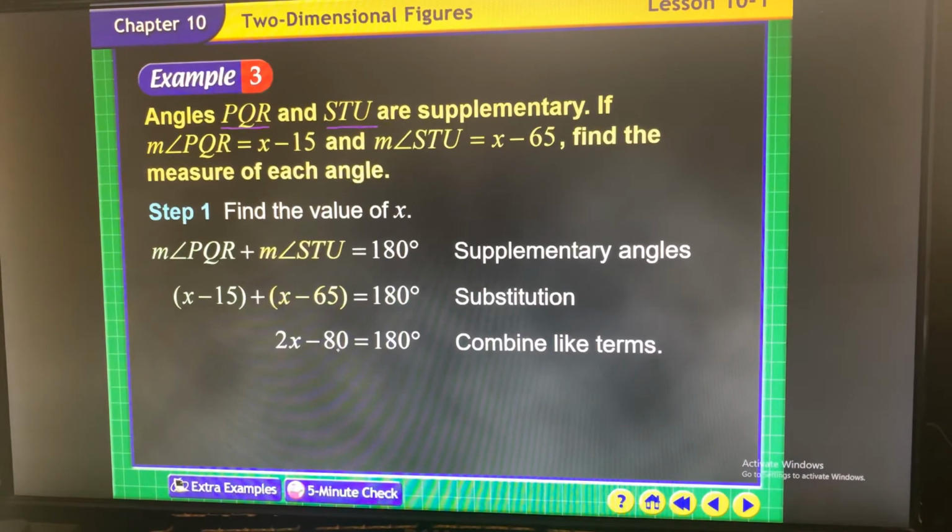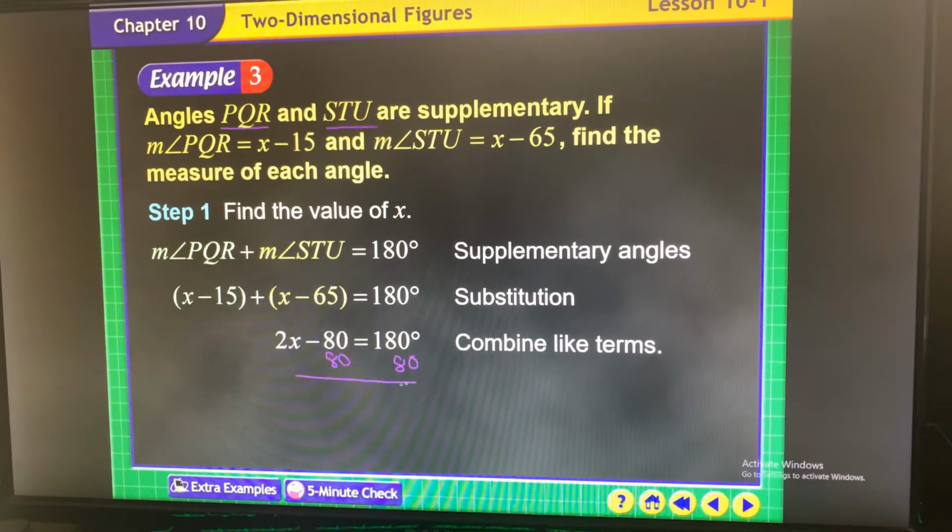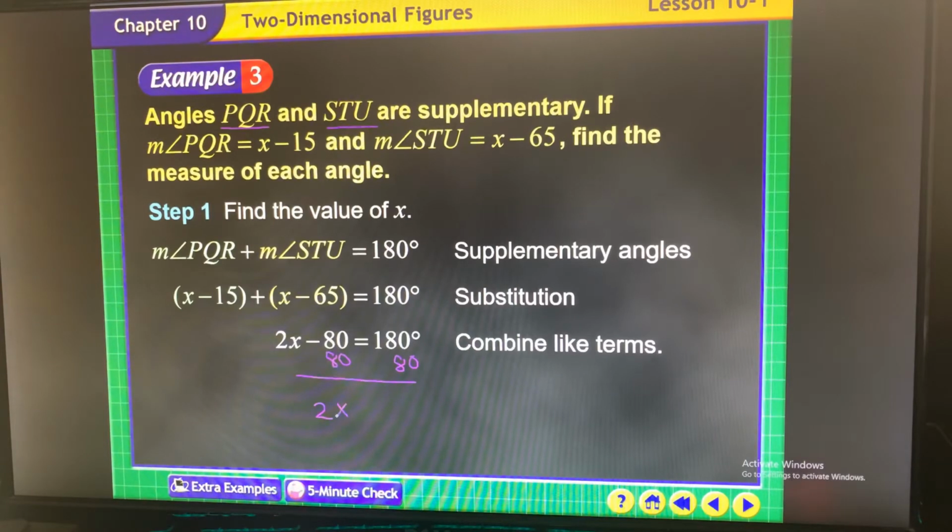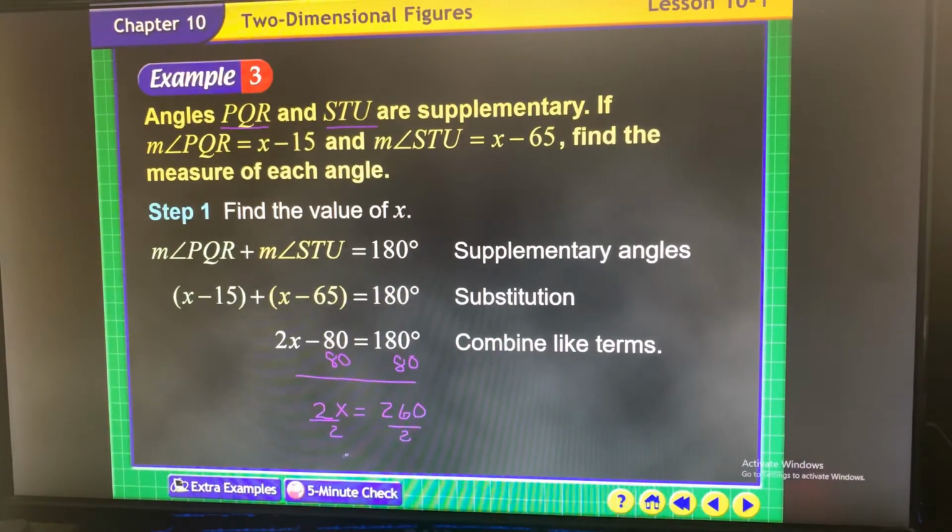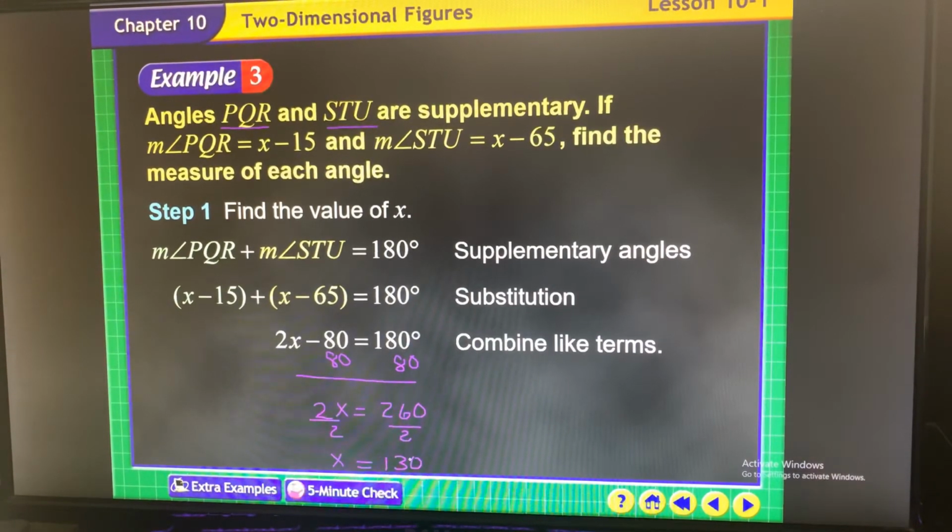And then I'm going to go ahead and solve this two-step equation. I'm going to add 80 to both sides like this. And then I'm going to get 2x is equal to 260. Divide both sides by 2. And x is equal to 130. Now, that's not your answer. It says find the measurement of each angle.